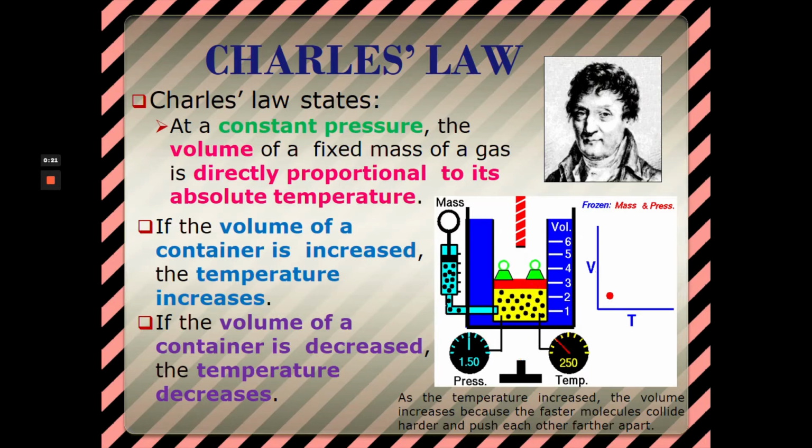How this happens is that as the temperature increases, the molecules will move faster, and they will collide harder with each other. When they collide, they will push each other further apart, so this will cause the volume to increase. Same goes when we decrease the temperature. The molecules will slow down, and they will come closer to each other, so the volume will decrease.